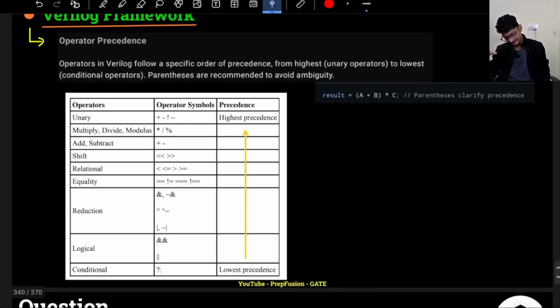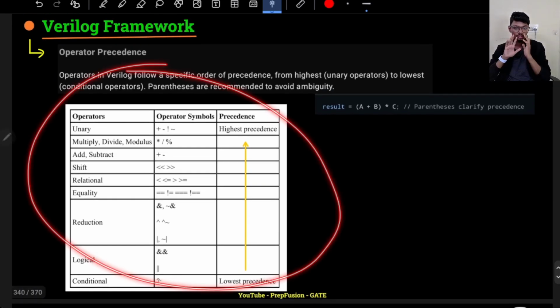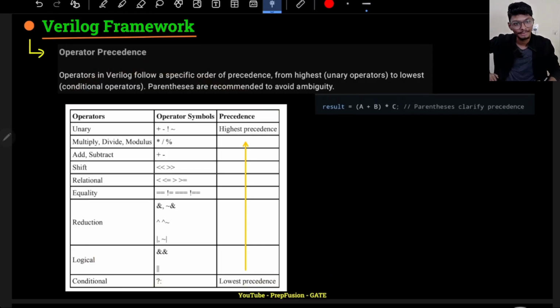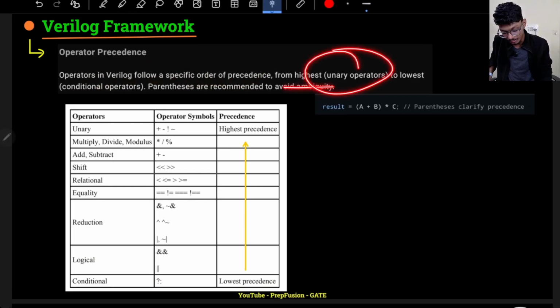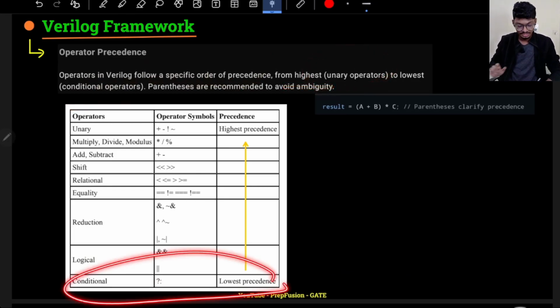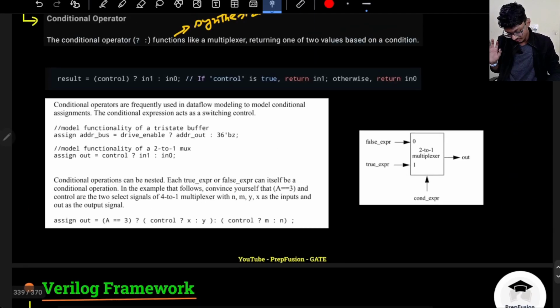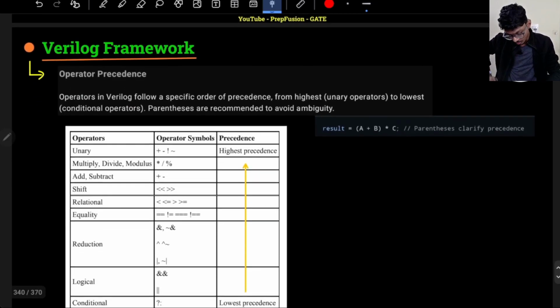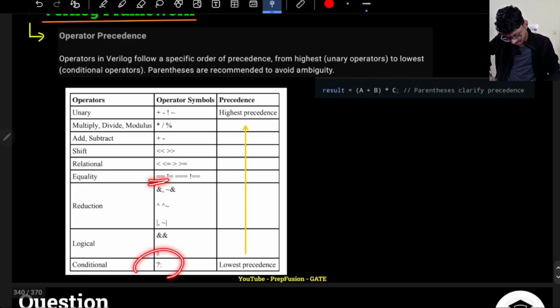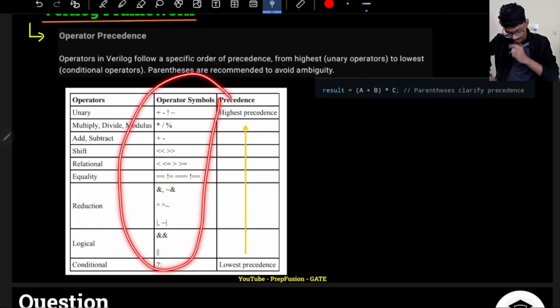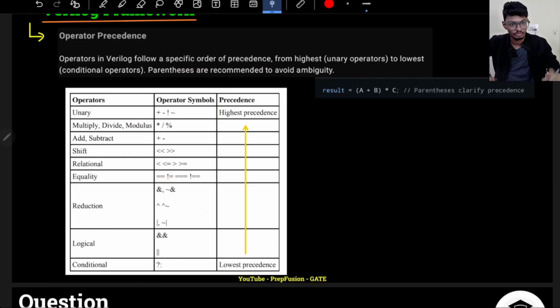Last one is, if multiple operators are used together, then there has to be a certain rule of precedence. What does precedence mean? Who will get the highest priority? Operators in Verilog follow a specific order of precedence, from highest, unary operators, to lowest, conditional operators. So conditional operators have the lowest precedence. If multiple operators, like this equality operator, are used, first equality will be checked, then this conditional operator will be executed, because the equality operator has higher precedence than the conditional operator. I hope you understood in what sequence the compiler will evaluate the code.